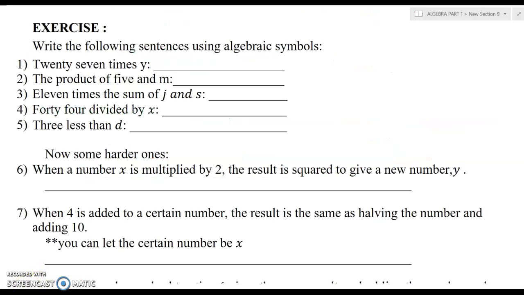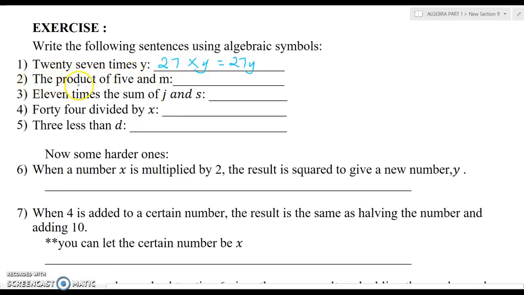All right, so now we're going to look at this little exercise, just like the examples we were looking at just now. Let's look at number 1. 27 times y. I think I said 7 just now. 27 times y, right? And remember, that could be simplified to just 27y. You can remove the multiplication sign.